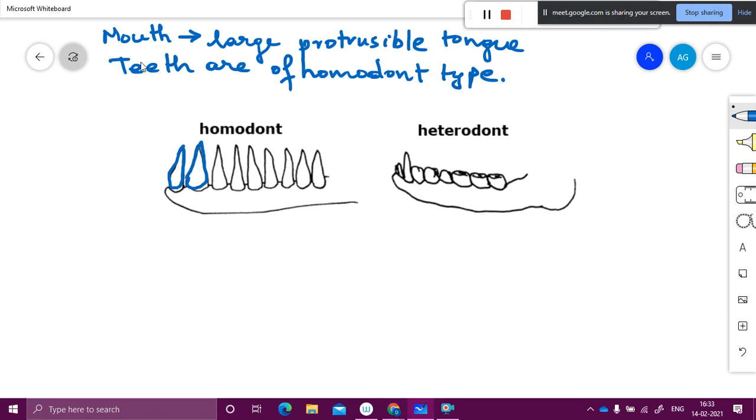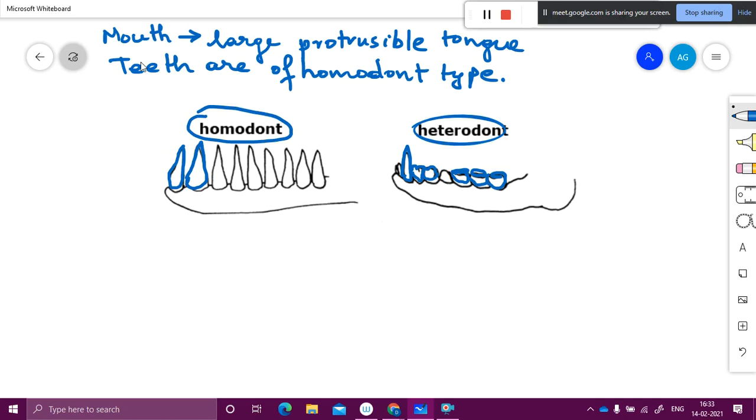But in heterodont teeth, like our teeth, one is a canine. Then you have the premolars for chewing. Then you have the molar teeth behind. So different types of teeth there. This is known as heterodont dentition. Same type of teeth are known as homodont dentition.